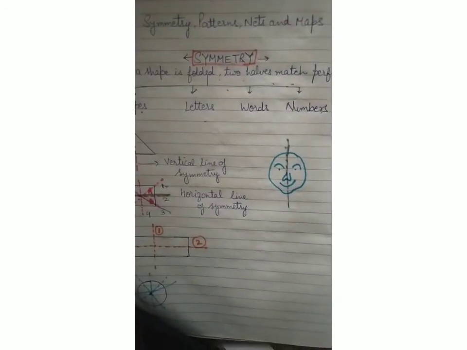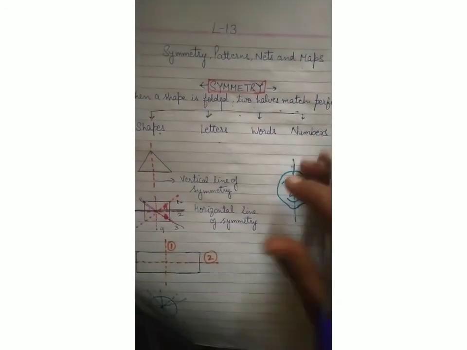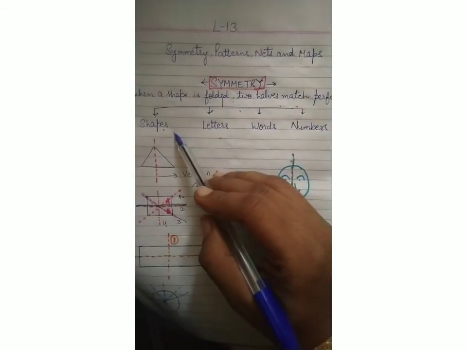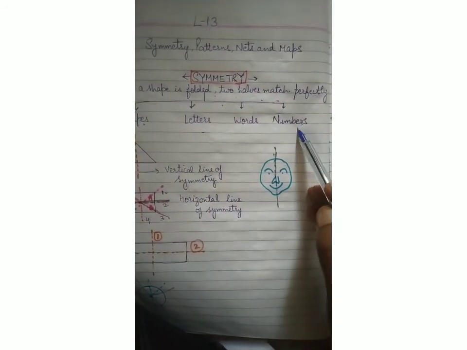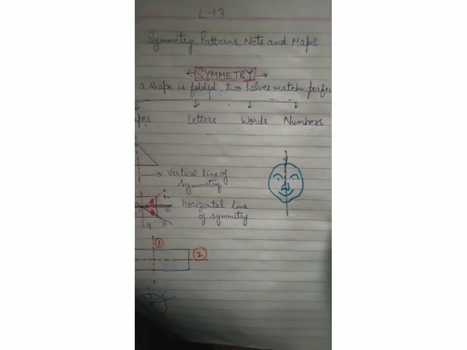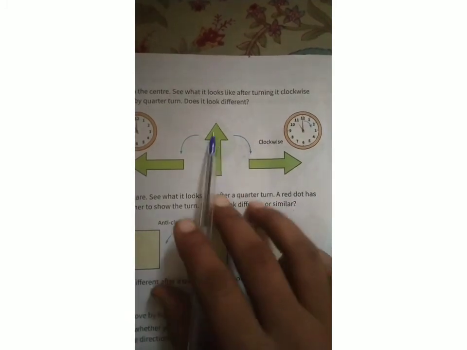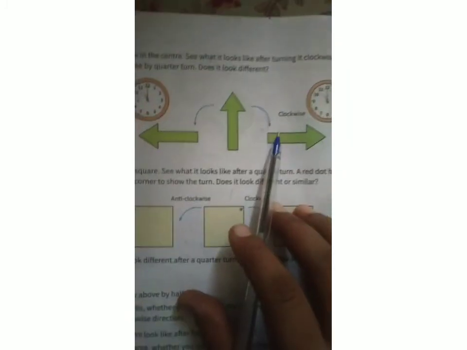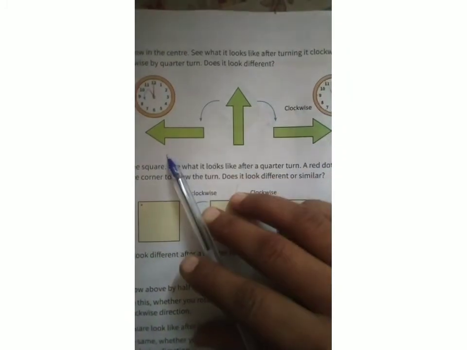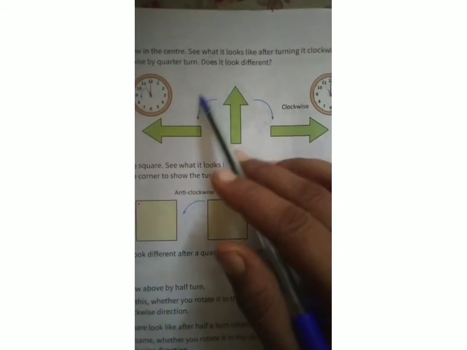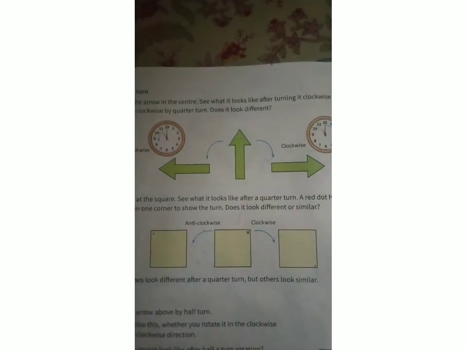So my dear children, you have studied about symmetry today in terms of shapes, letters, words, numbers, and after the turn how the shapes look. So I think you understood this. I will explain it with an arrow also. Here you can see this arrow. When this is turned to this side, that is called clockwise, in the direction of the clock. When it is turned to the other side, the opposite side, that is called anti-clockwise. That is the opposite side.